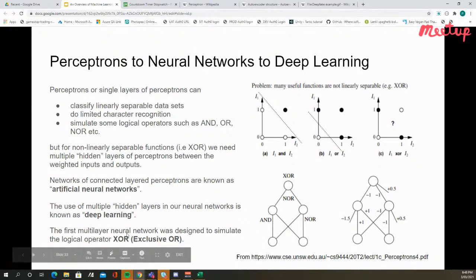Now, the first multi-layer neural network was designed to simulate the logical operator exclusive OR, like I described here. And then what you do is you pass in the outputs into a NOR gate, and then into a perceptron that acts as a NOR gate, and then you get exclusive OR, and you can see how this maps into input values and biases here.